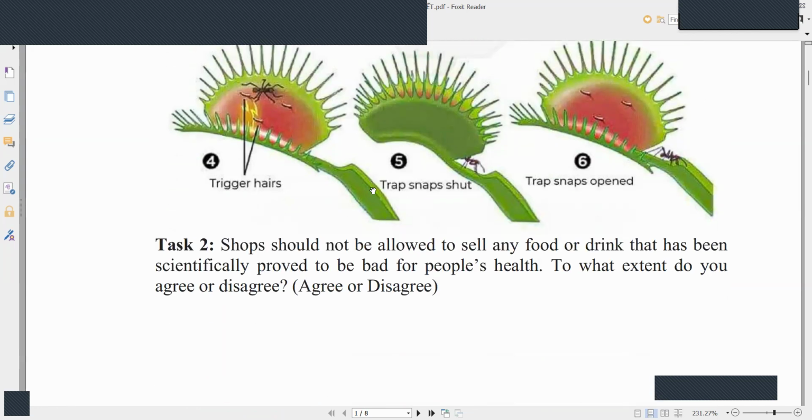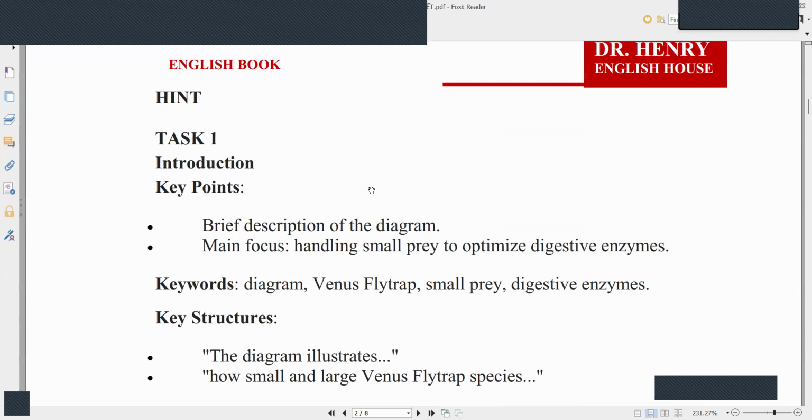Shops should not be allowed to sell any food or drink that has been scientifically proved to be bad for people's health. To what extent do you agree or disagree? Chúng ta có phần hint như sau. Task 1 ở Introduction Key Points.